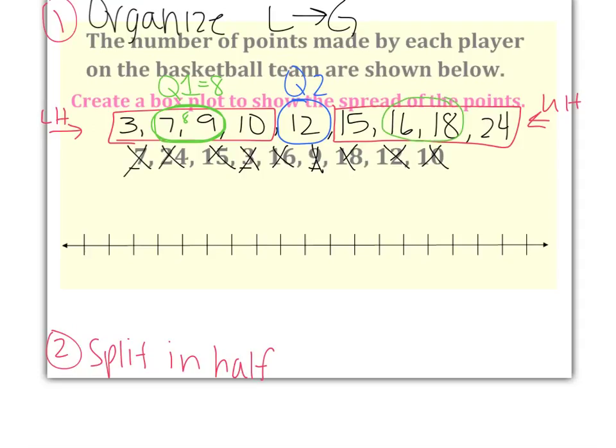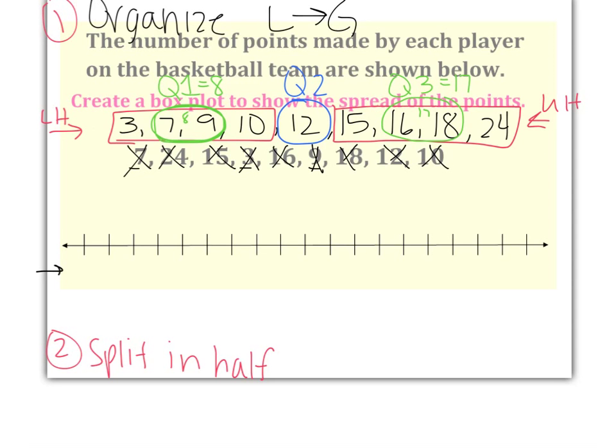Your quartile 3 is the median of your upper half. So again, I have a 17 right in the middle. So now I have all my points. So I'm going to label this down here. First off, notice that they don't give us any numbers. So we're going to create our numbers.